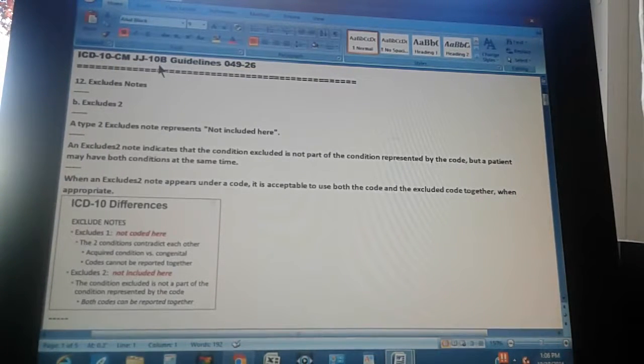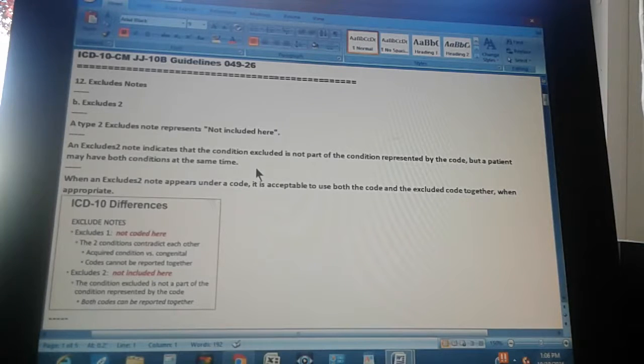ICD-10-CM guidelines, page 49, part 26, section 12: Excludes notes. And now we have the second excludes note, which is Excludes 2. What is Excludes 2? A type 2 Excludes note represents "not included here."